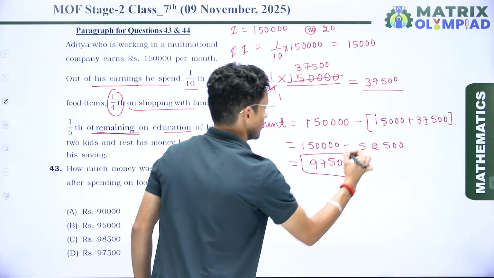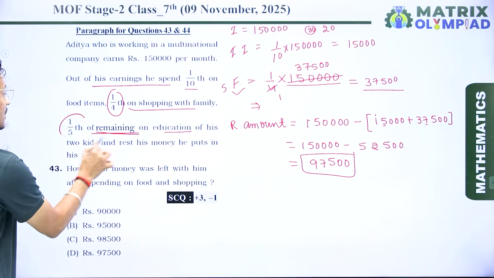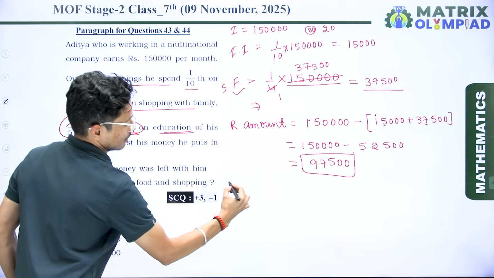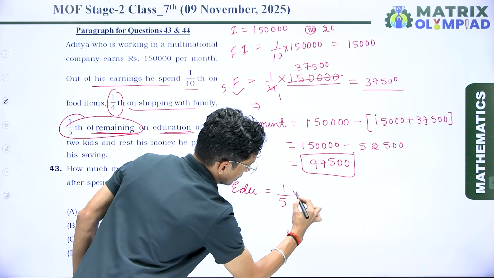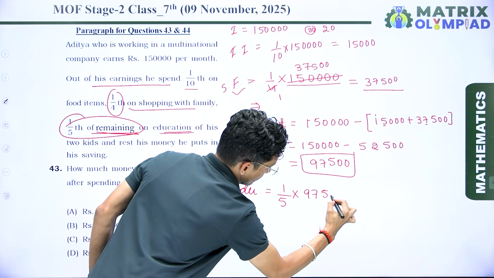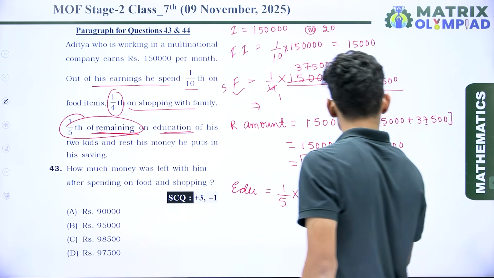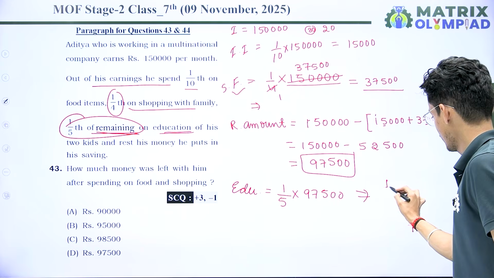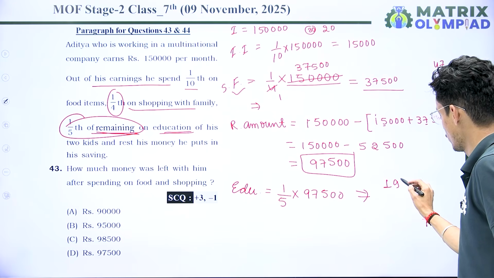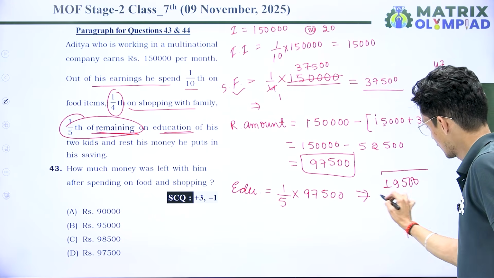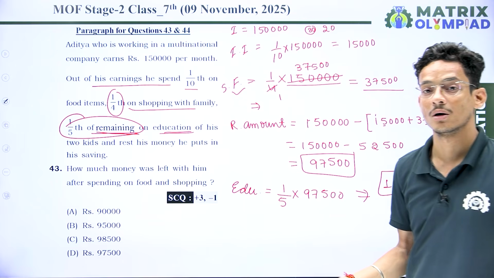That is the remaining amount. And 1/5 of the remaining amount he spent on education. So on education, he spent 1/5 of the remaining amount, that is 97500. When we simplify it, 5 1 ja 5, carry here we get 4, and we take 47. So 9 5 ja 45, 2. This amount he spent on education.